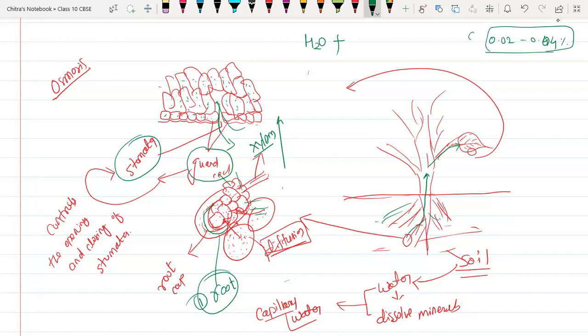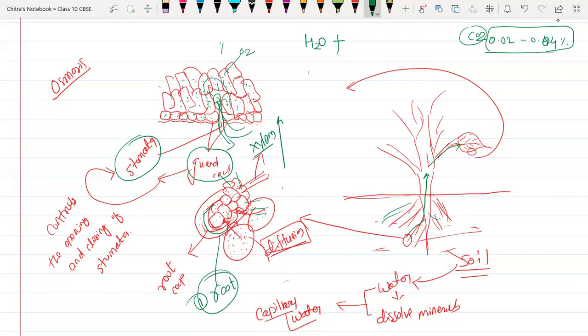Carbon dioxide is absorbed by the neighboring cells of the stomata. See, they actually contain oxygen and a lesser amount of carbon dioxide, because carbon dioxide has already been used by the process called photosynthesis. That's why this cell contains very little carbon dioxide. When the stomata opens, carbon dioxide along with other gases enters, and these cells absorb the carbon dioxide again by the process called diffusion.